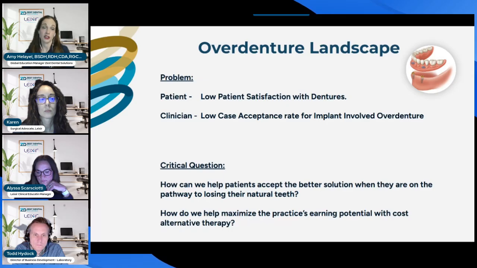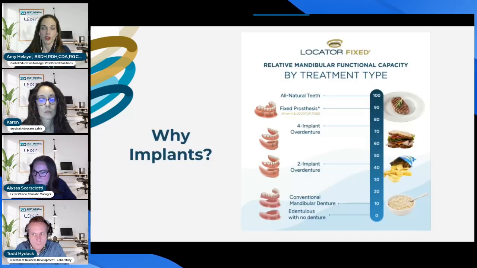So as clinicians, how can we help patients better accept a solution when they're on their path to losing teeth? Or how can we maximize your practice's earning potential with cost alternatives, including implant therapy in your offices? So again, when we look at why implants, why do we talk about this?